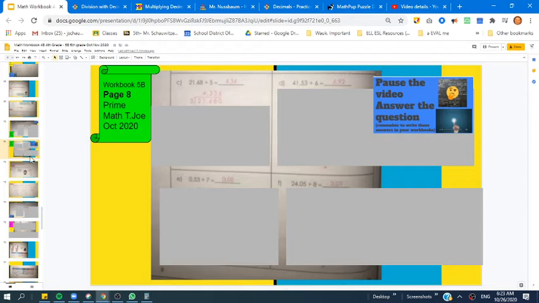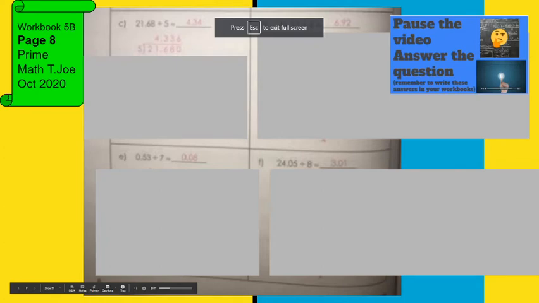On page 8 in your workbook 5B, again, you are dividing decimals. The first problem on letter C has you dividing 21 and 68 hundredths by 5. You can see that I've already set up my problem, and I've actually shown you the answers to check to see if you can do them correctly.